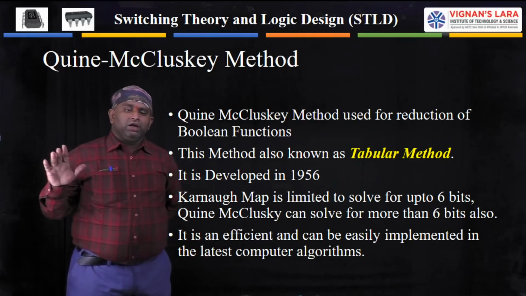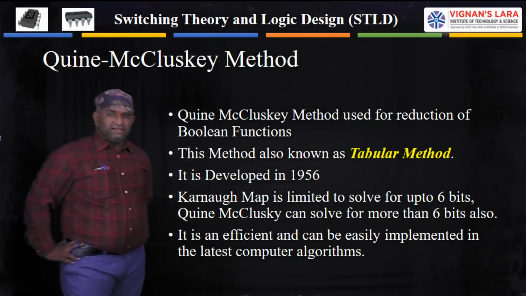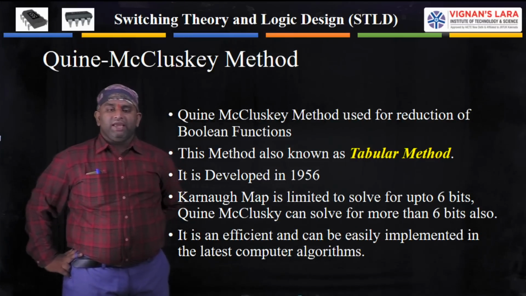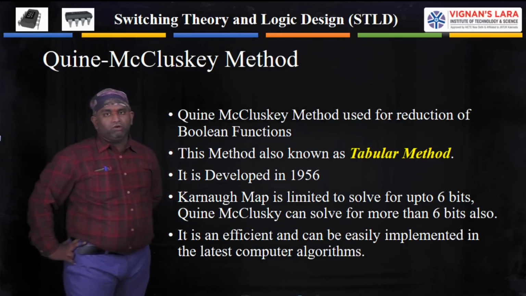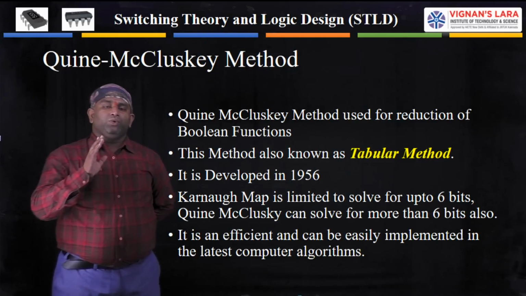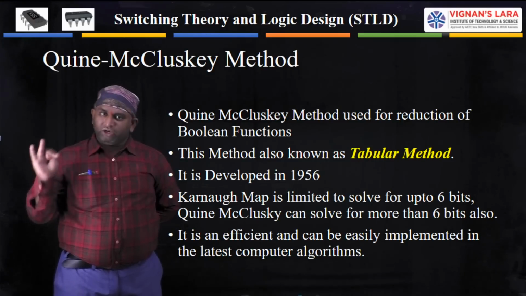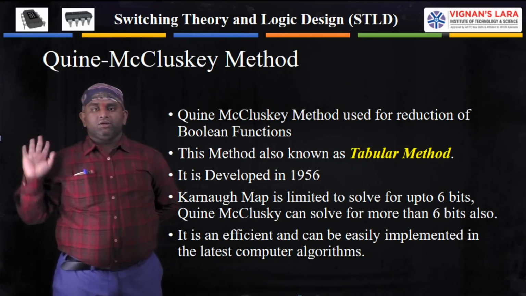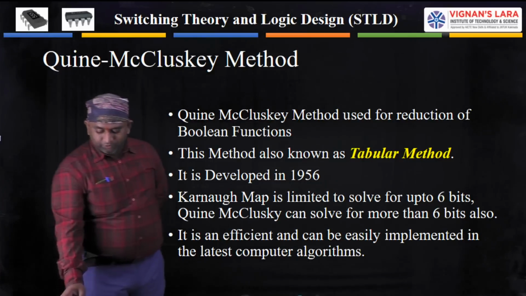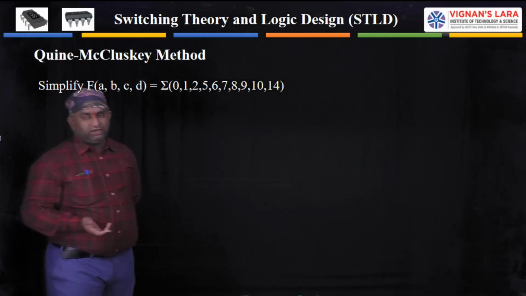It was developed in 1956 and proposed by Quine and McCluskey. Based on their names, we call this the Quine McCluskey method. Otherwise, you can call it the tabular method or tabulation method. These three are valid names, and this is very important. Next, we will see in depth what the Quine McCluskey method is.